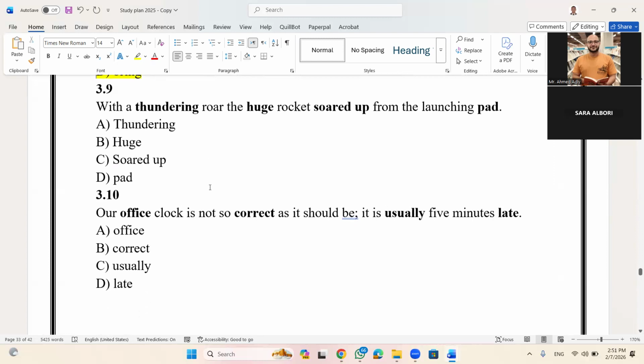With a thundering roar. Thundering. The sound is awful here. The huge rocket soared up from the launching pad. So here I'm talking about a rocket that left the launching pad, left Earth, and making a lot of noise.